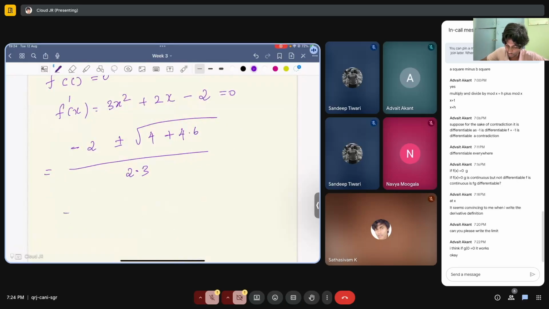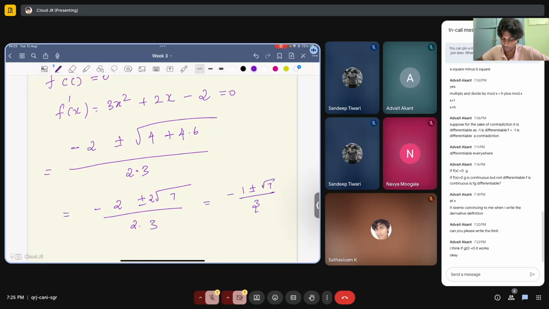And maybe let's simplify a little bit. This is minus 2 plus or minus square root of this is 28. So that is 7 times 4. So the 7 will stay here and 2 will come here, divided by 2 times 3. Okay. So this is nothing but minus 1 plus or minus root 7 by 3.